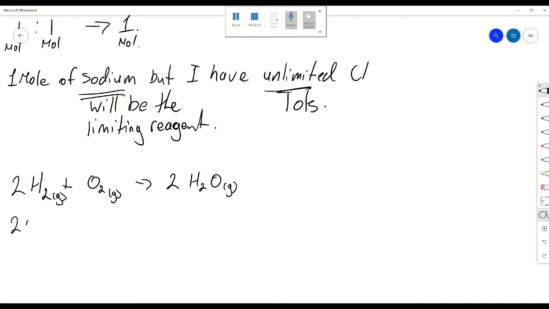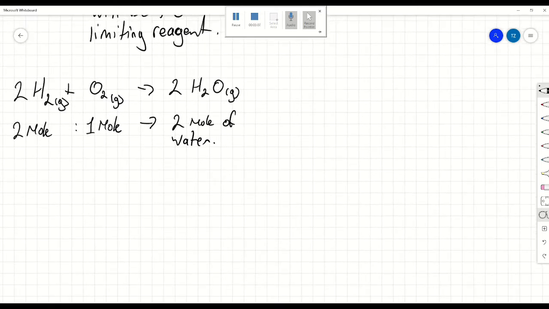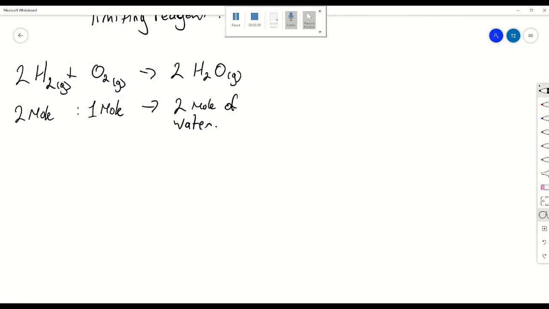So we've got 2 mole of hydrogen reacting with 1 mole of oxygen to form 2 mole of water. So in this situation, we can find out which one our limiting reagent will be by how much stuff we have or where we're actually getting it from. Let's go through and just break it down.